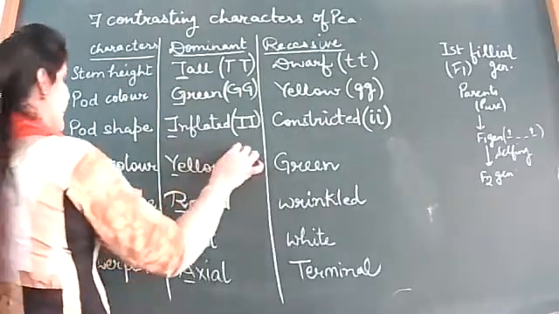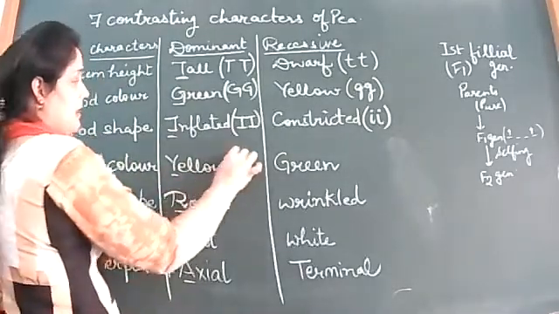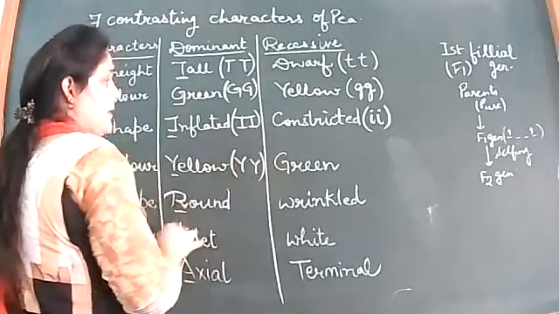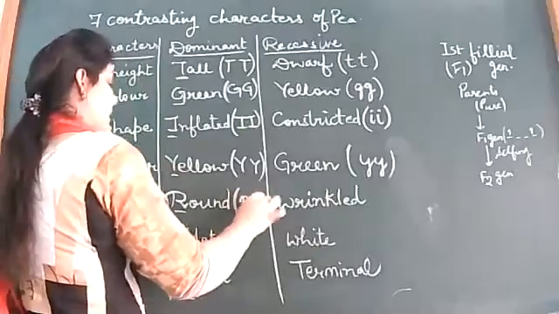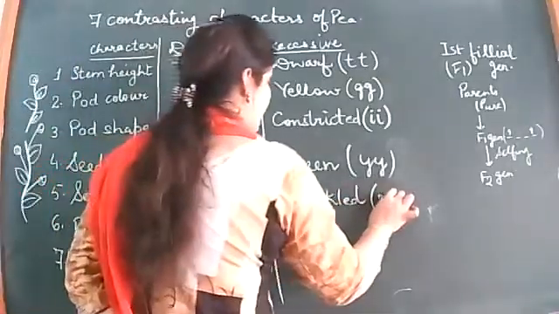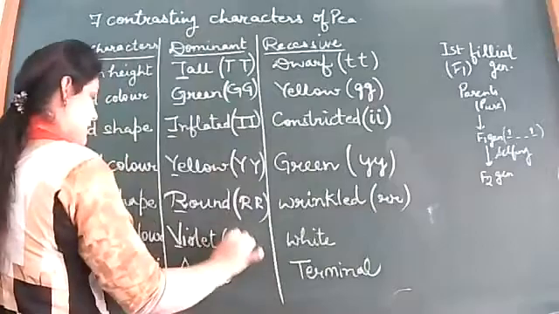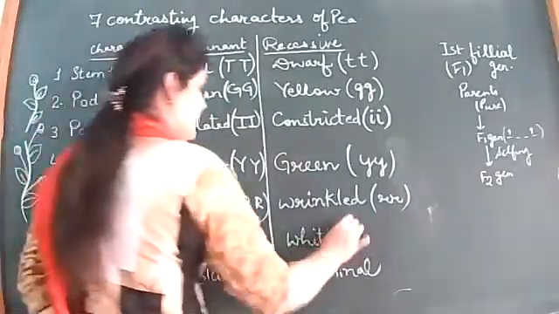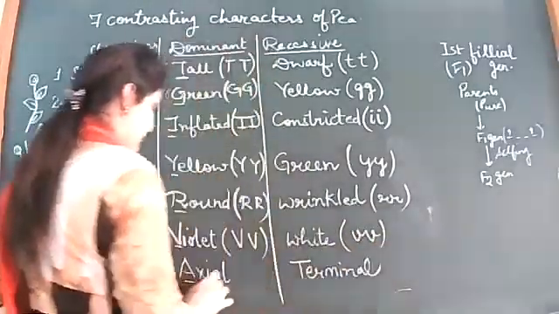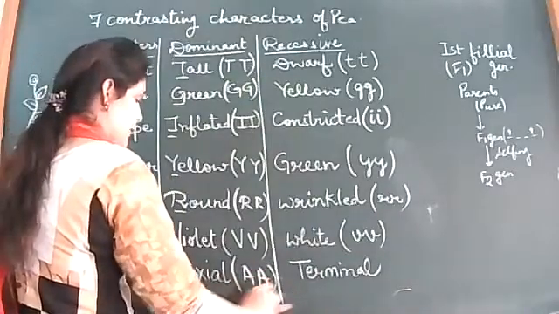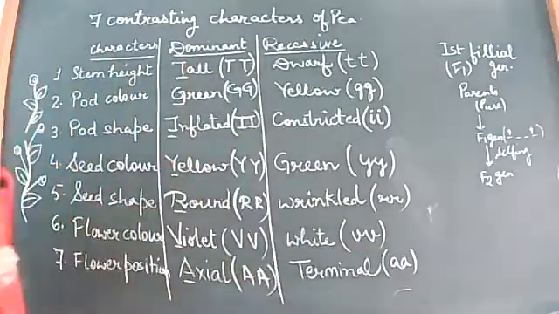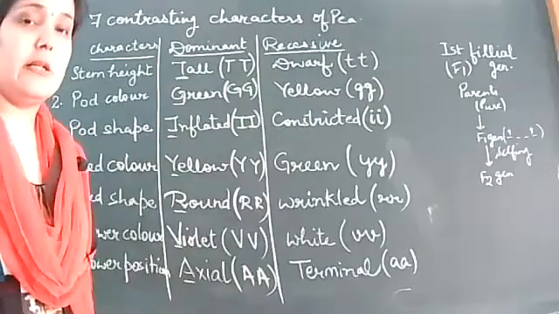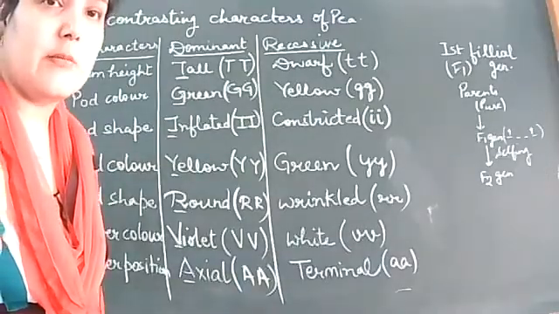Okay, so similarly for providing the seed color as yellow dominant, we'll be writing capital Y, and here small y, small y. Capital R for round, small r for wrinkled. Capital V for violet, and small v for white. Capital A for axial, and small a for terminal. Right? Any questions to anyone till this topic? If you have, you can ask me, please.